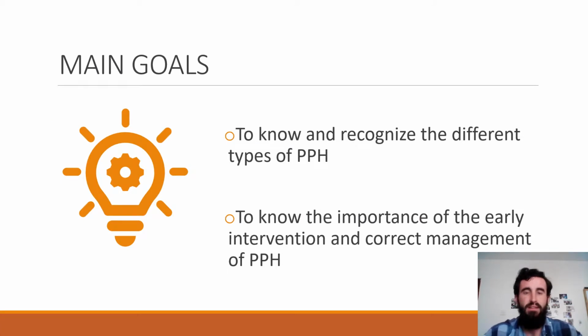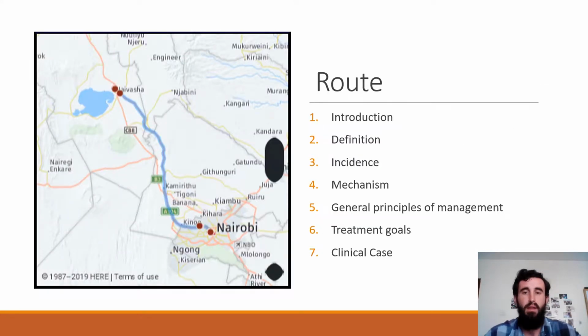Our main goals in this class are two: to know and recognize the different types of PPH, that is the same as postpartum hemorrhage, and to know the importance of the early intervention and correct management of the PPH. Our route, what we're going to see this class, is a little about an introduction, the definition, the incidence, the mechanism, the general principles of management, and the treatment goals. We're going to finish this class with a little clinical case.